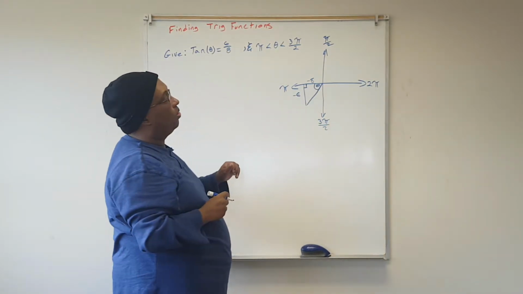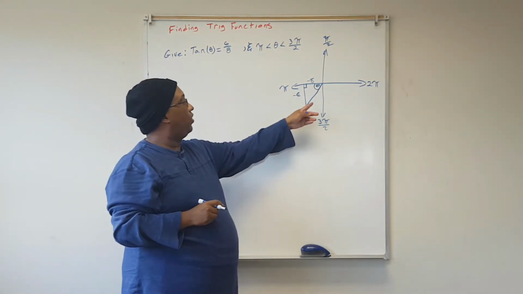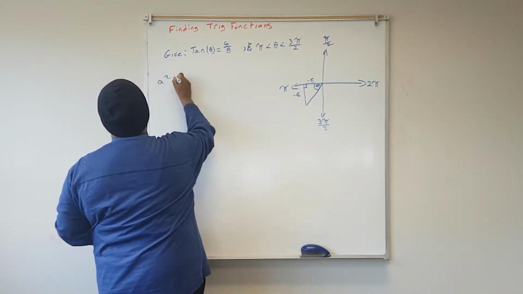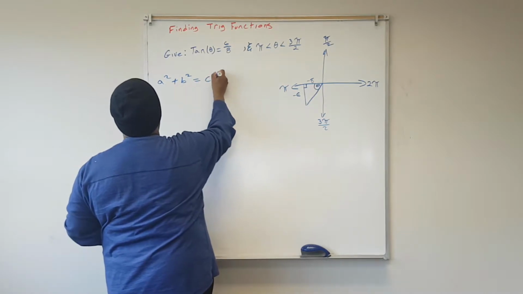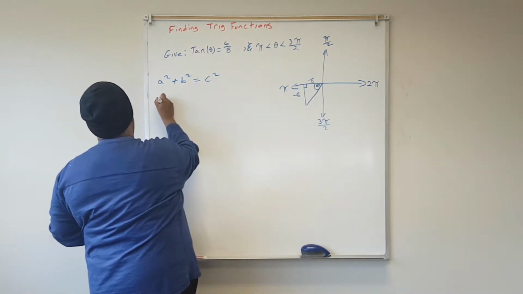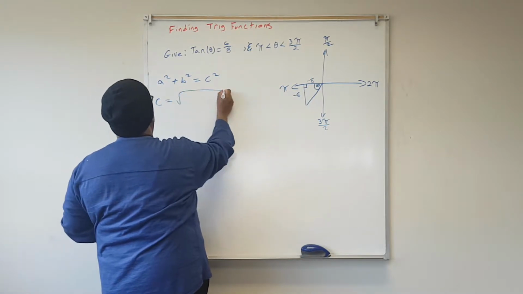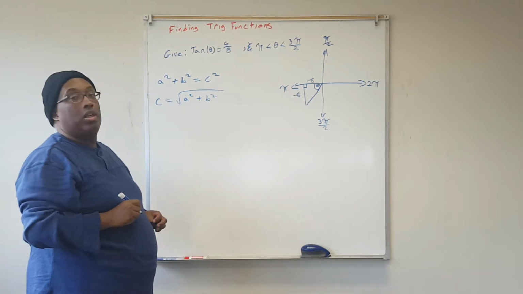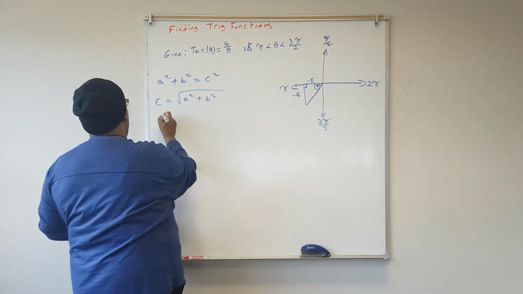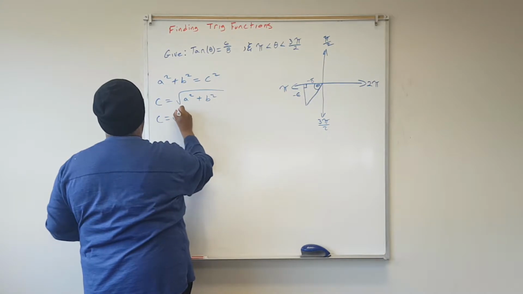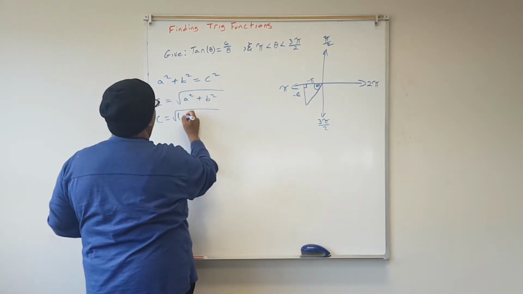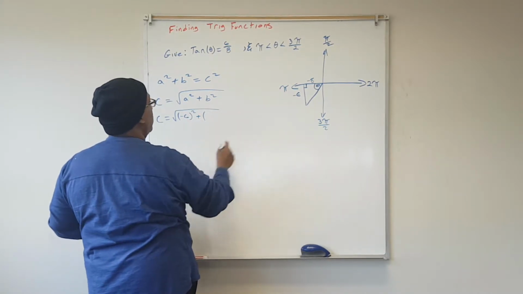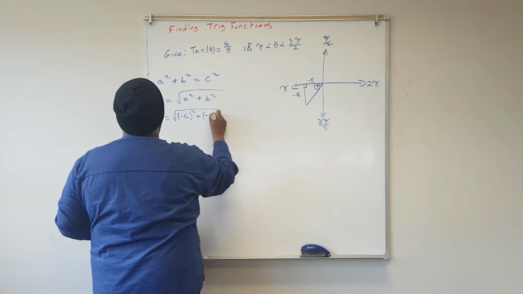So now let's use the Pythagorean theorem to find C, the hypotenuse. So a squared plus b squared equals c squared, or we can say c equals the square root of a squared plus b squared. And we can plug in our numbers. C equals the square root of a, which is -6, squared, plus b, which is -8, squared.